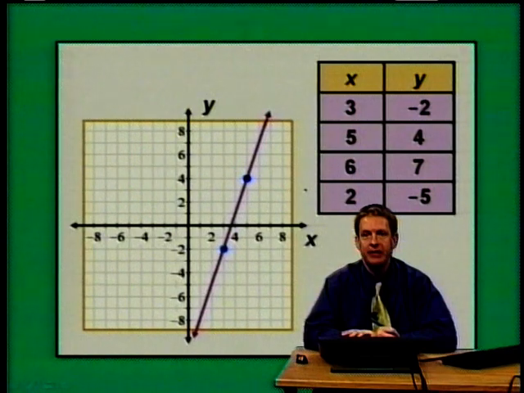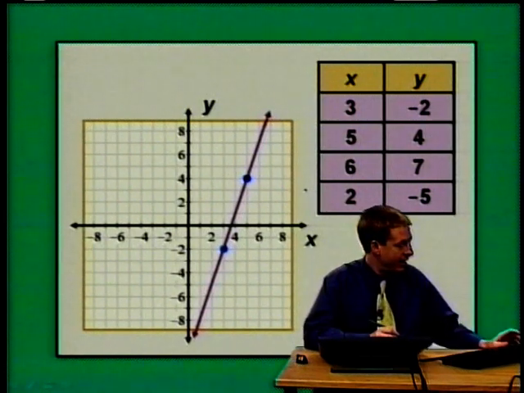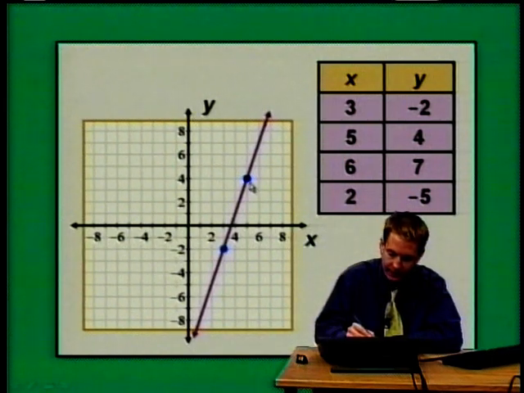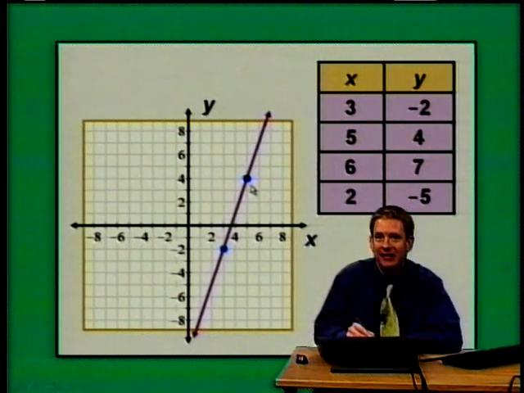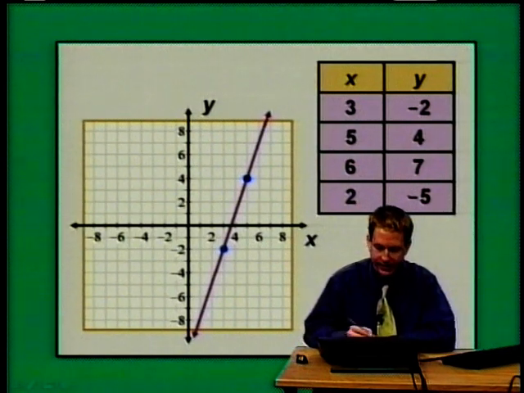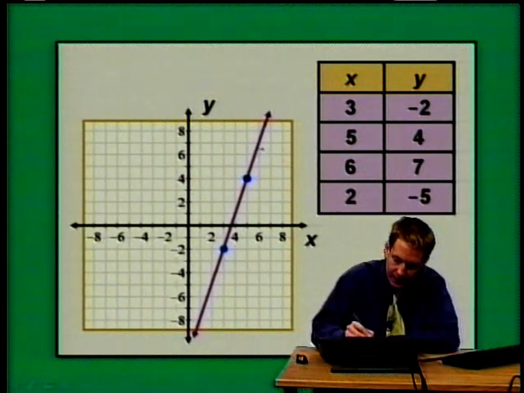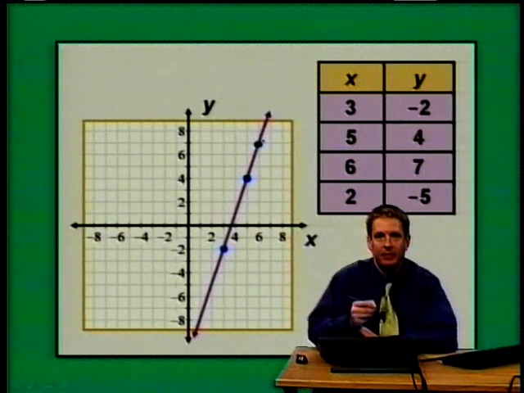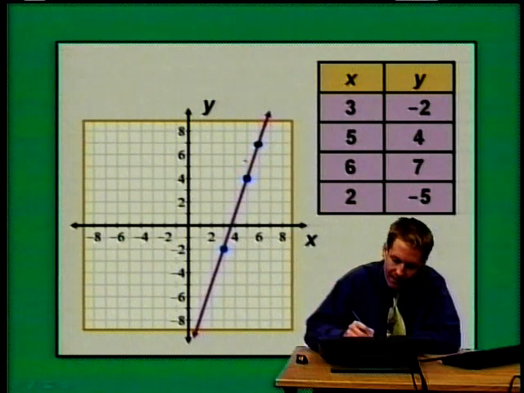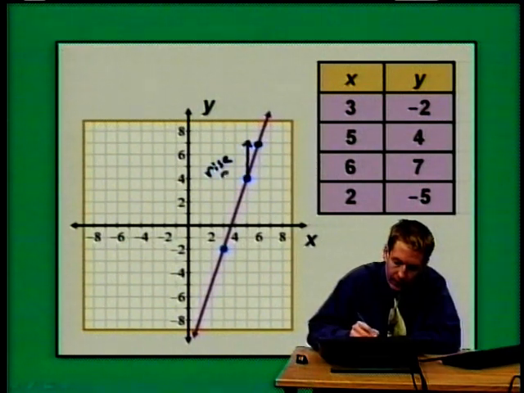So there's my table of points, and I've gone ahead and shown that the point 3, -2 and the point 5, 4 were, in a sense, our starting points. Here's the 2 points I calculated. Let's see that they're on the line. So the point 6, 7, x is 6, y is 7. Yep, that's on the line. How did we find that point? We started at the point 5, 4. We made a rise of 3 and a run of 1.